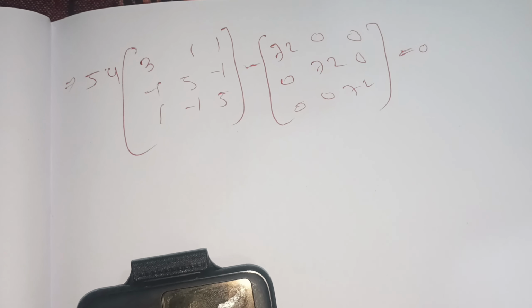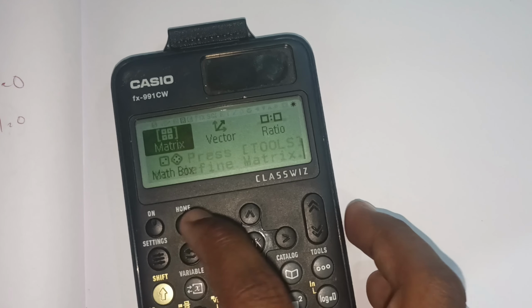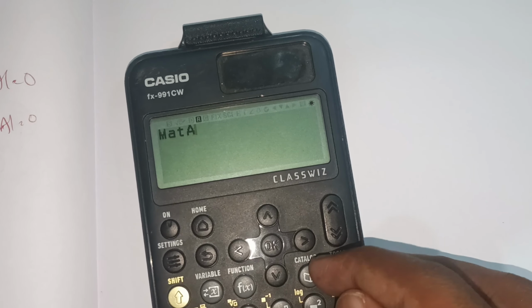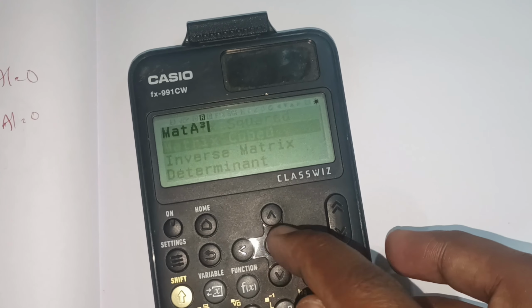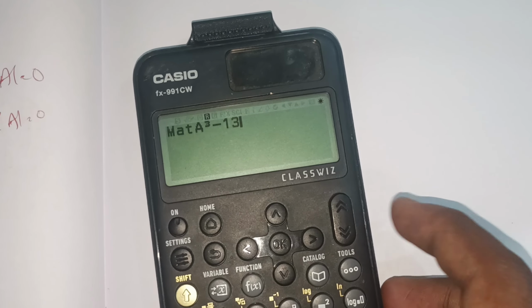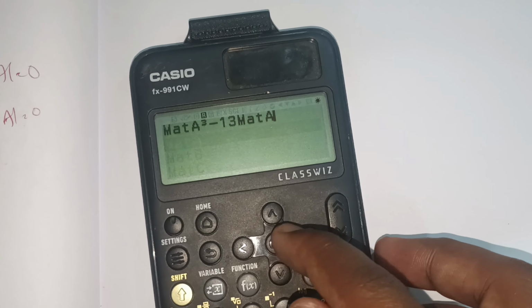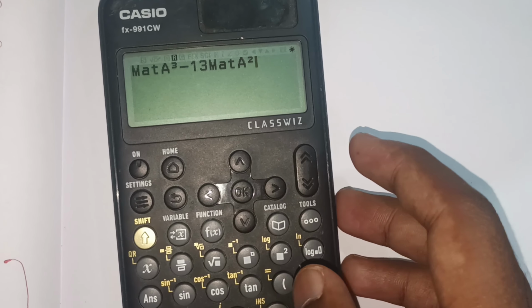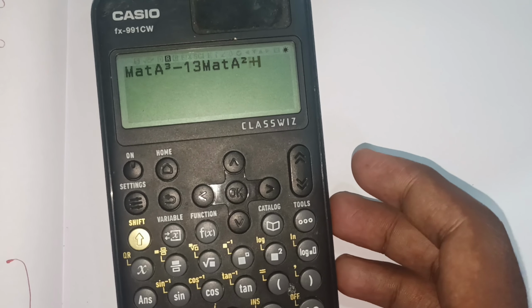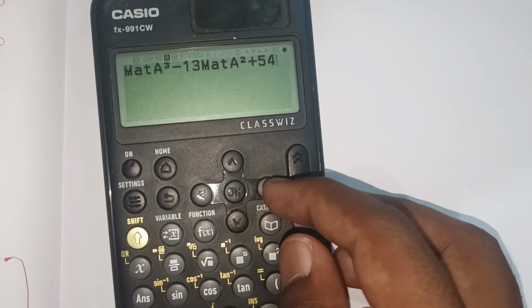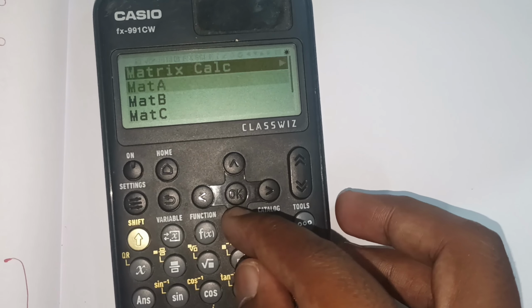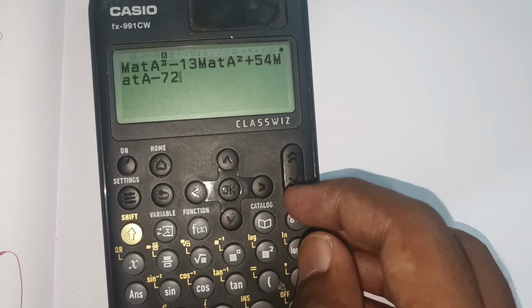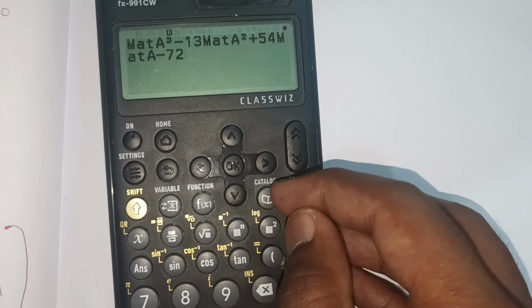So here I am taking next, home, matrix, mat A cubed minus 13 mat A whole square plus 54 mat A minus 72. Here mat C, if you want to define it, you can define it by using the calculator here.